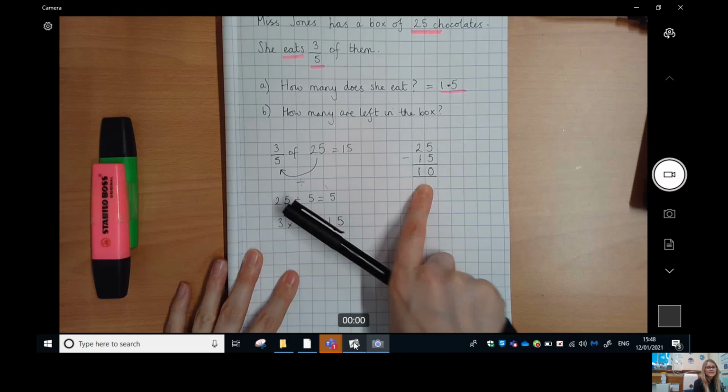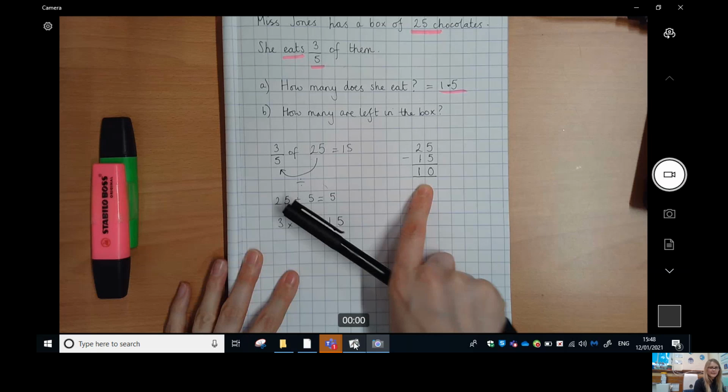So there are a couple of ways I could now work out how many are left. I know there's 2/5 left. So I could find 2/5 of 25. Okay, so 25 divided by 5 equals 5, and 5 times 2 equals 10. So that must be correct because I got the same answer as I did here. Okay, there are 10 left in the box.